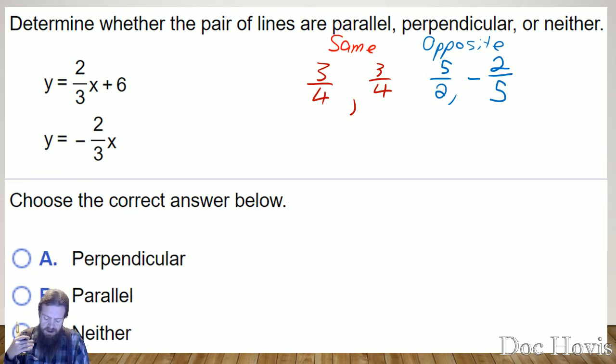So, parallel means same. They're the exact same thing. Perpendicular means opposite, where we kind of flip it. That's going to be really important. That would be one of those things that you would put on your notes for the test, because this is one of the problems that is most missed on the test.